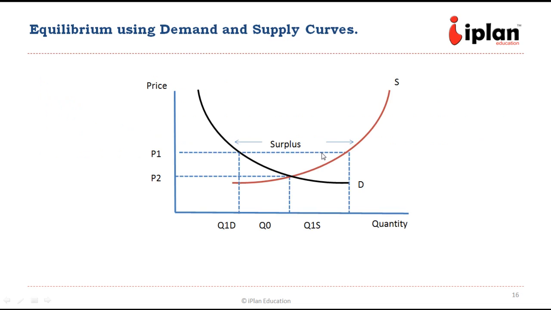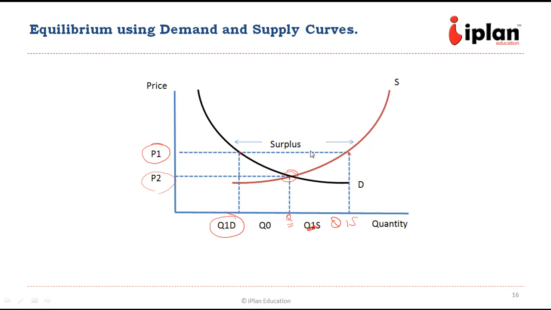Take this example. Suppose P2 is the level of equilibrium where the demand and the supply are meeting. At this quantity, the consumers are ready to consume at this price, and at this quantity, the suppliers are ready to produce at this particular price. Now let us take a case where the price is P1. We know at this price the quantity demanded is going to be Q1D and the quantity supplied will be, this is Q1S.